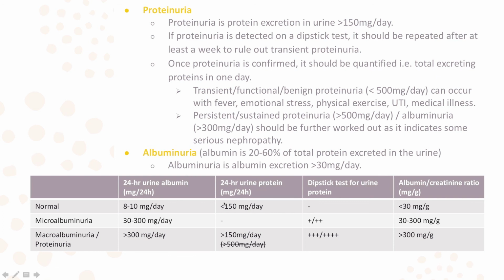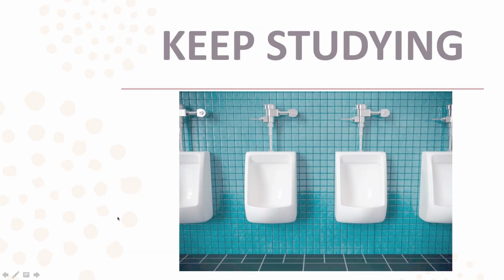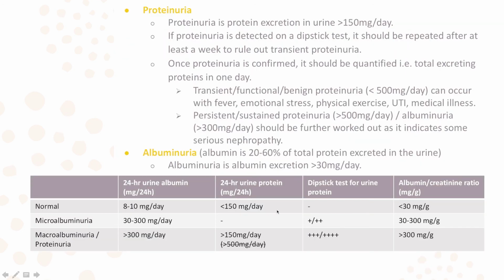Then microalbuminuria is when in 24 hours the urine albumin is excreted in the range of 30 to 300 mg per day. Microalbuminuria is not calculated for urine protein. Microalbuminuria means when the albumin is excreted in a smaller, mild or moderate range, that is 30 to 300 mg per day, whereas the albumin to creatinine ratio in microalbuminuria is in the range of 30 to 300 mg per gram.